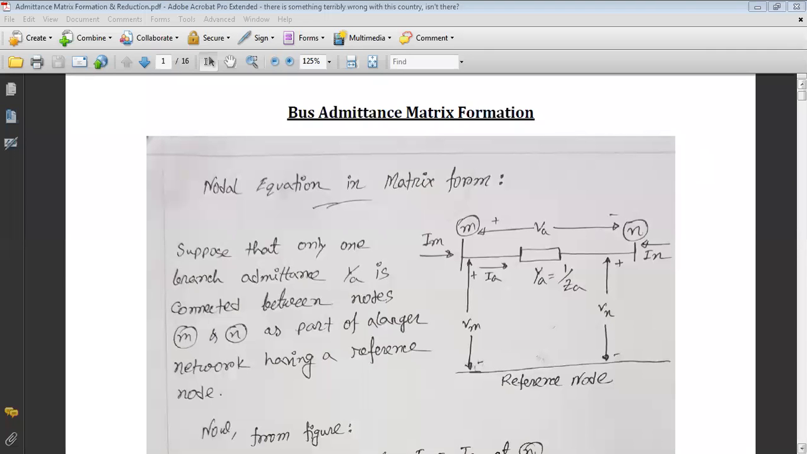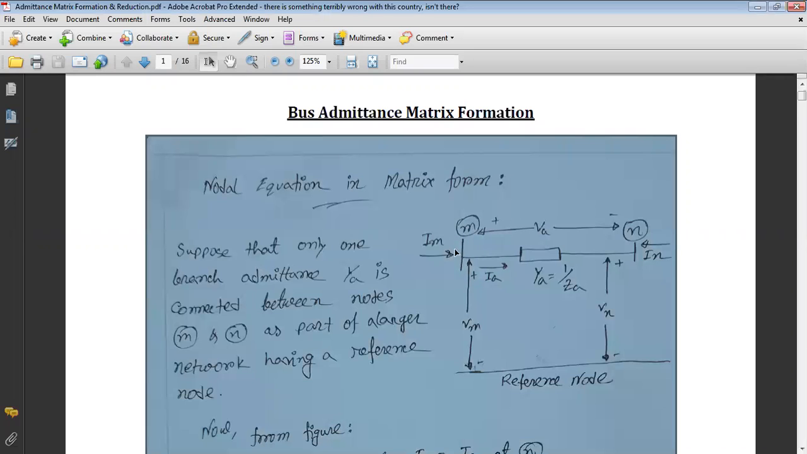So if we want to go through this new lecture, at first to formulate the bus admittance matrix, we need to find out the nodal equation. To identify the nodal equation, here we consider a simple network where there are two nodes. Two nodes means two connecting points. The first node is the M node, and the second node is the N node.